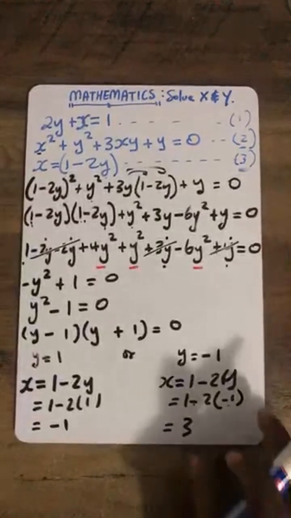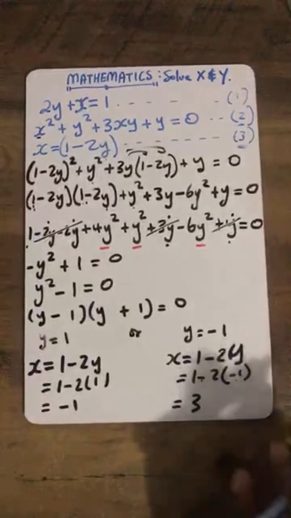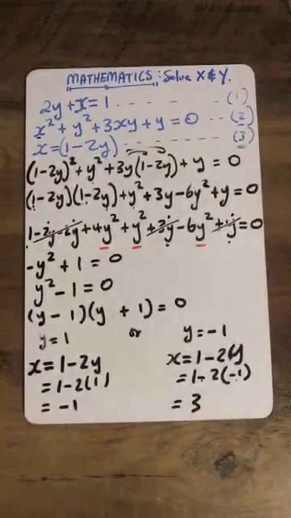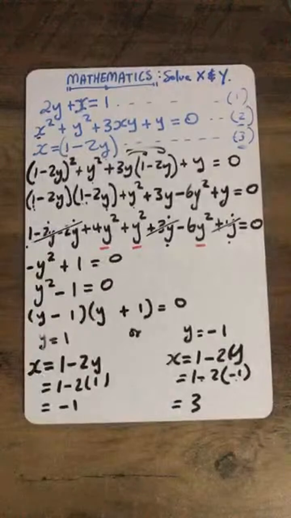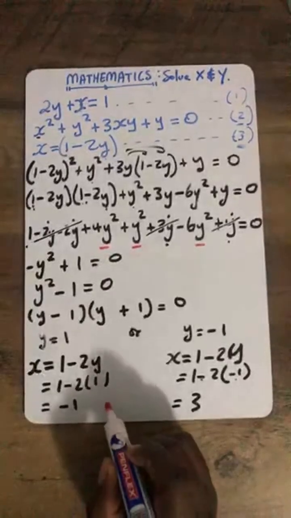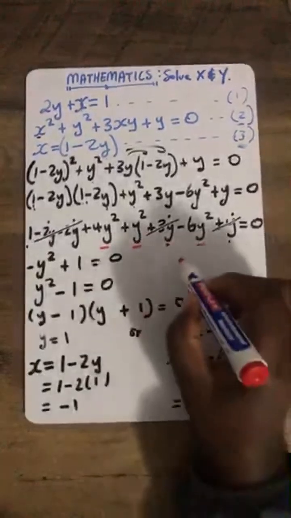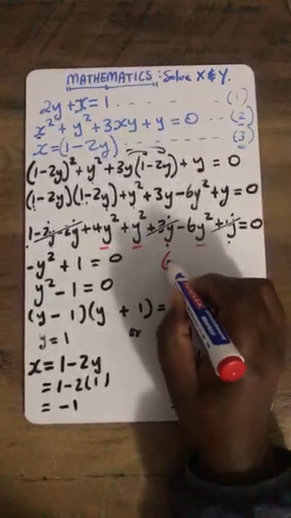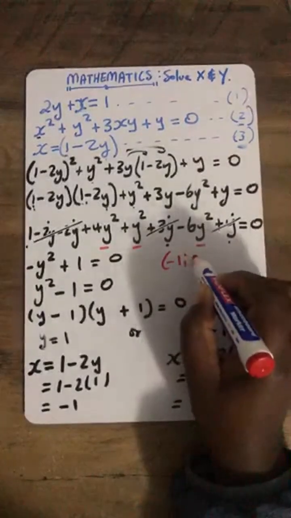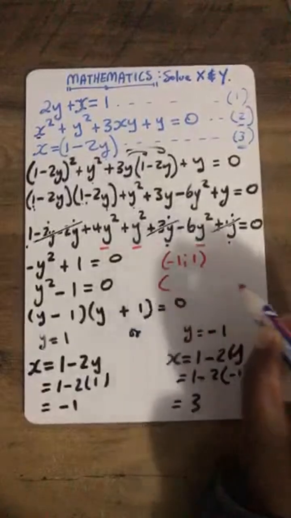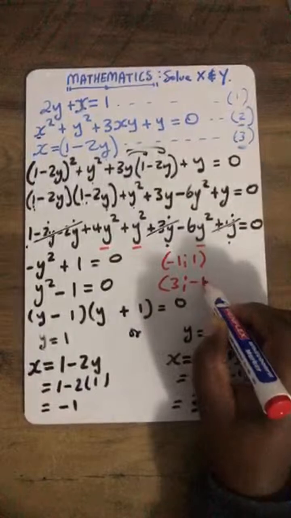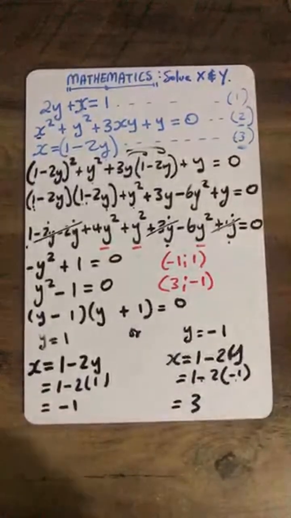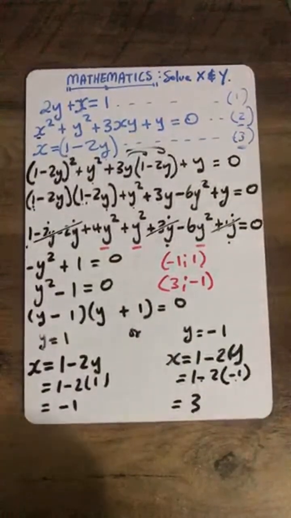Guys, I would like for you to take a screenshot of that, just so that when you redo all of that, at least you know what the answers are and you can check if I've made any mistakes. So the answers we are having: where x is equal to -1, its corresponding y value is that. Where x is 3, its corresponding y value is -1. So those are the coordinates that we are having.